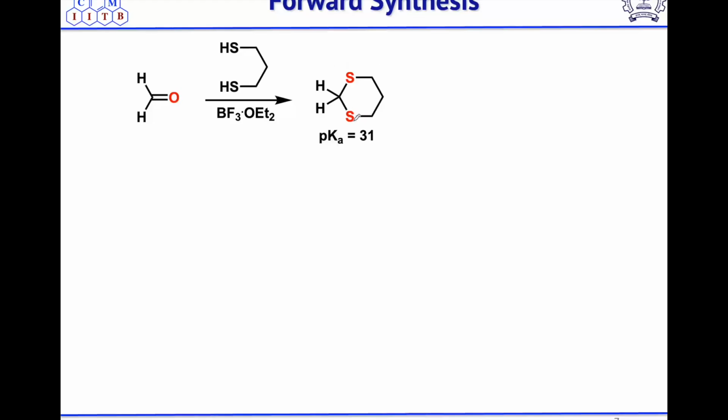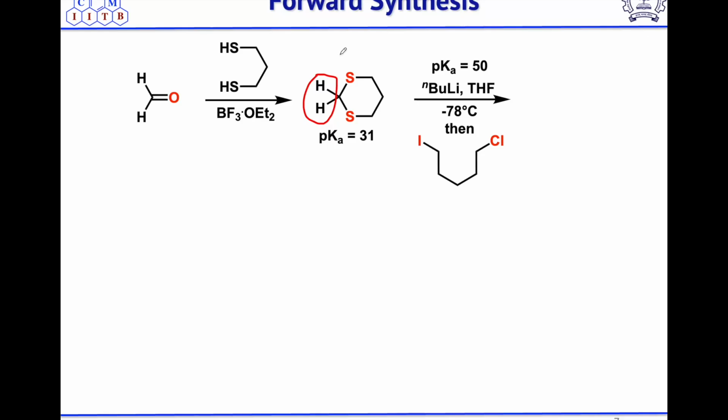Now, I have mentioned the pKa of this compound is 31. That is the pKa of the proton we are thinking about. To abstract the proton of this compound, we need a base with a pKa value higher than 31. So we can use n-butyllithium, an alkyl lithium. The pKa of n-butyllithium is 50, which means it can easily abstract the proton from this 1,3-dithiane derivative.